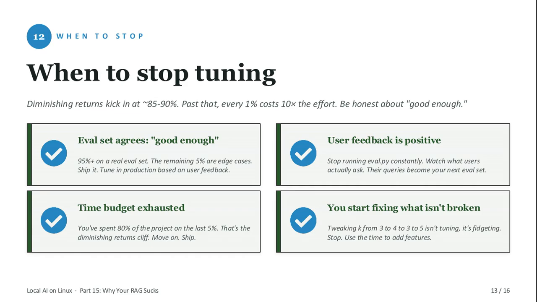You've burned 80% of the project on the last 5%, or you catch yourself flipping top K from 3 to 4 to 3 to 5. That last one isn't tuning, it's fidgeting. Ship it, and let real queries become your next eval set.